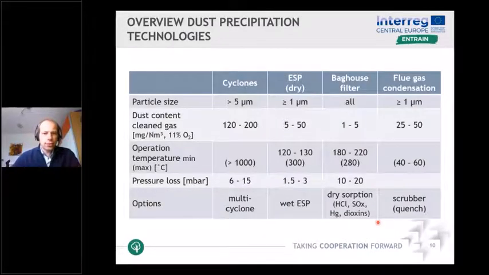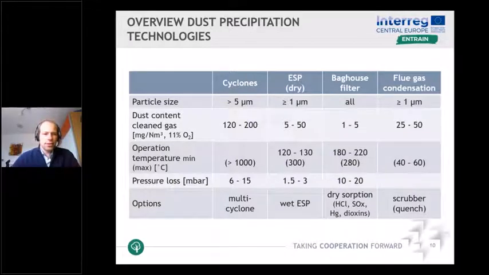So at the end of the first part, I would like to give again an overview of the most important key figures regarding dust precipitation technologies. Regarding particle size, with cyclones it is possible to precipitate particles greater than about 5 micrometers, with electrostatic precipitators in the range of equal or greater than 1 micrometer. Baghouse filters can precipitate almost all particle sizes.